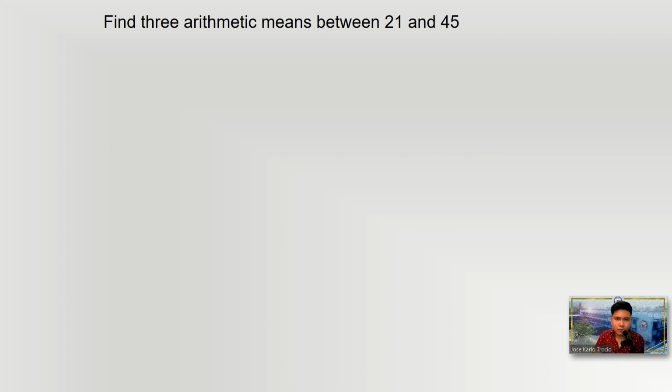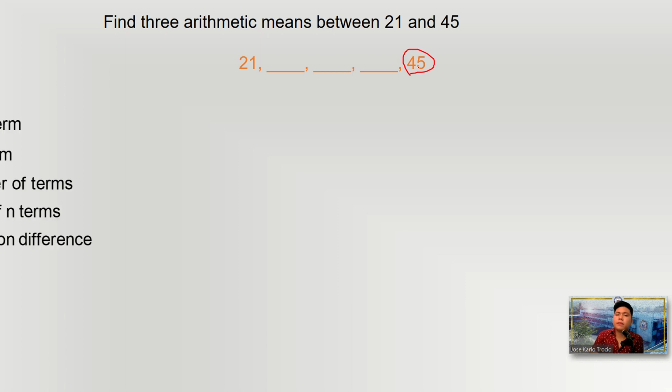Okay. How about 21 and 45? Again, the first step is to know the number of terms. How many in all? Isn't it 3 in between? So 1, 2, 3, 4, 5. So 5 is n. The first term, A1, is 21. And A sub n is 45.